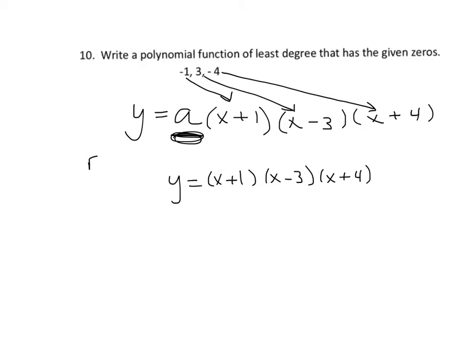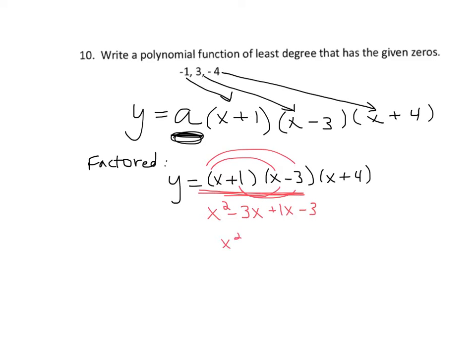That's factored form. Now, if we told you to write it in standard form, you'd have to multiply this out. So let's do that. So we're going to start by multiplying these together. So x times x is x squared, x times -3 is -3x, 1 times x is 1x, and 1 times -3 is -3. Let's go ahead and combine our like terms before we do the next part. Then we're going to multiply by x plus 4.